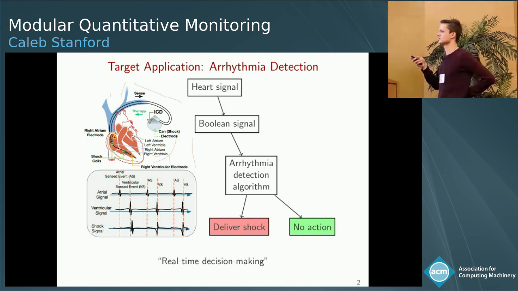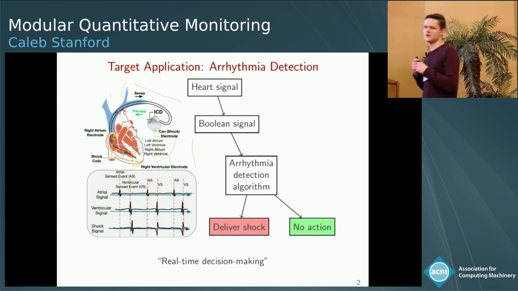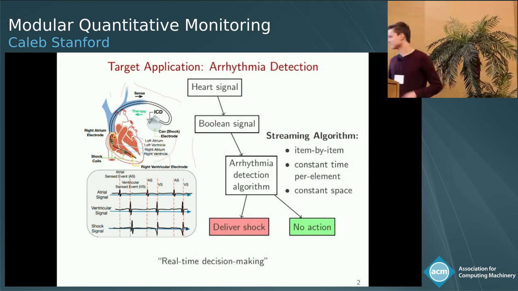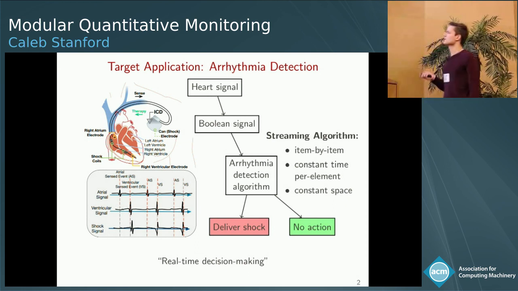So this electrical signal is converted into a Boolean signal. The Boolean signal is then fed into an arrhythmia detection algorithm, which reads in the Boolean signal and decides: is there an arrhythmia or not? And then if there is, it delivers a shock to the patient, potentially saving their life. So in this domain, what I want to highlight about this detection algorithm is that it's a streaming algorithm. So what that means is that it processes this Boolean signal one item at a time. And it has to deliver the shock or not for every item that it processes.